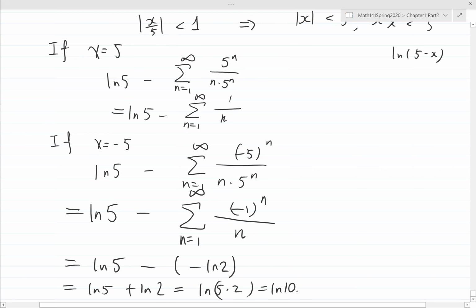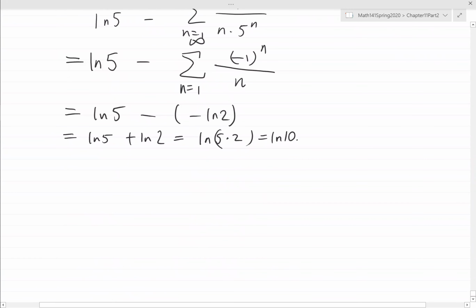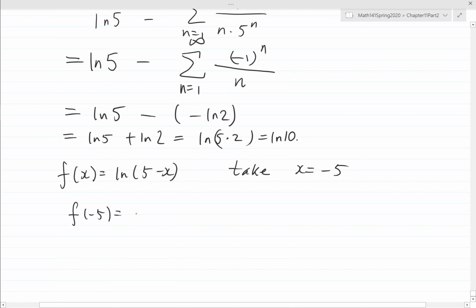Now, if you plug in the original function f(x) = ln(5 minus x), and take x to be -5, then f(-5) is again ln(5 minus -5). So it's again ln 10. So it's valid when x is -5.